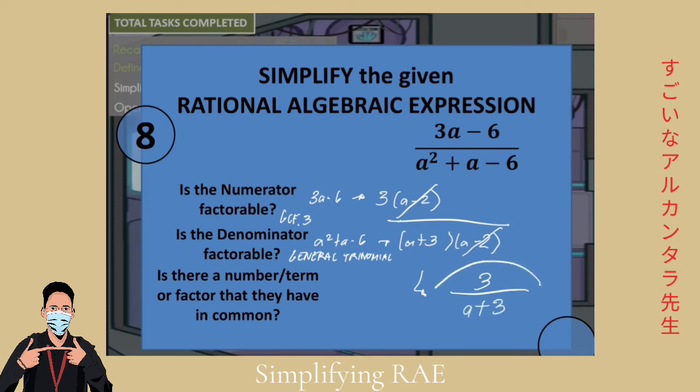And I repeat, we cannot cancel anything out here anymore because the numerator and the denominator are different. The numerator is a monomial, the denominator is a binomial. So we cannot cancel out the 3's here. Always remember that.